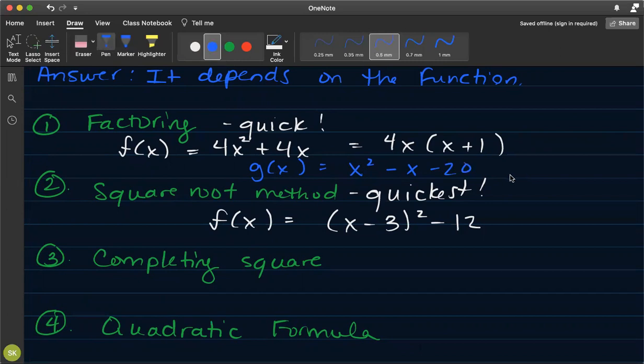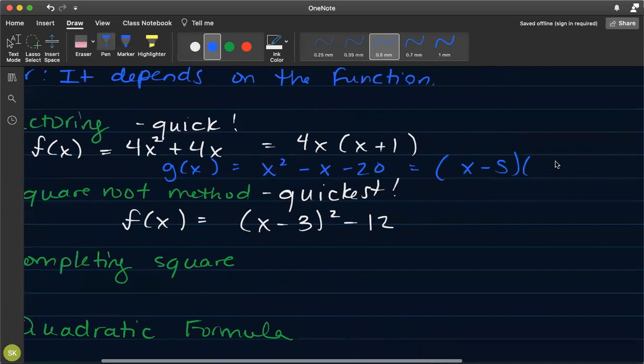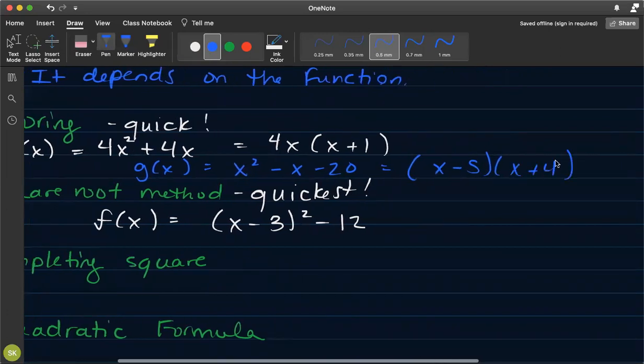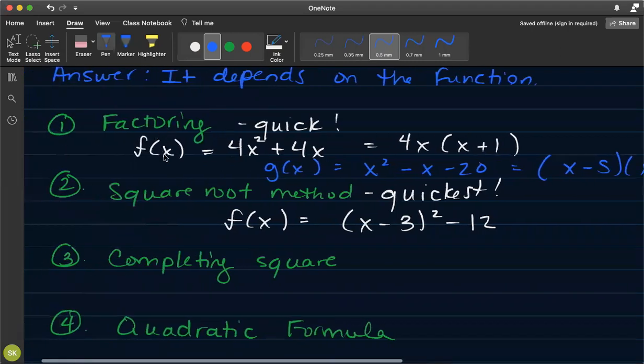So here's something that you could actually factor. This factors into x minus 5, x plus 4. But then there's some things that are not easy to factor. You might get something where you need to have a square root involved. And when that happens, and you're running into problems you can't factor, you don't want to go with this method. So you can only use these methods when the problem is really nice and easy to solve.